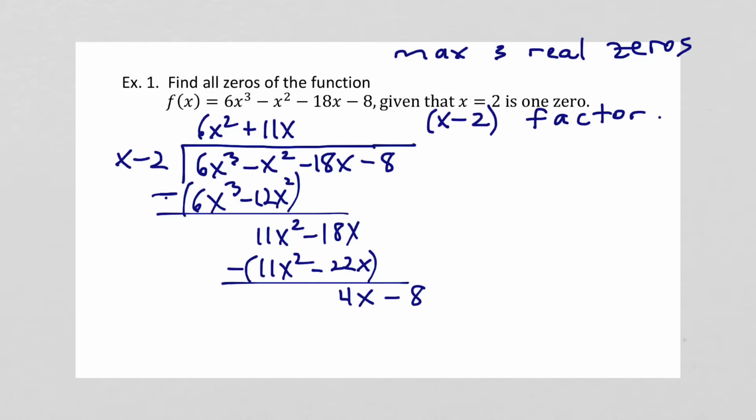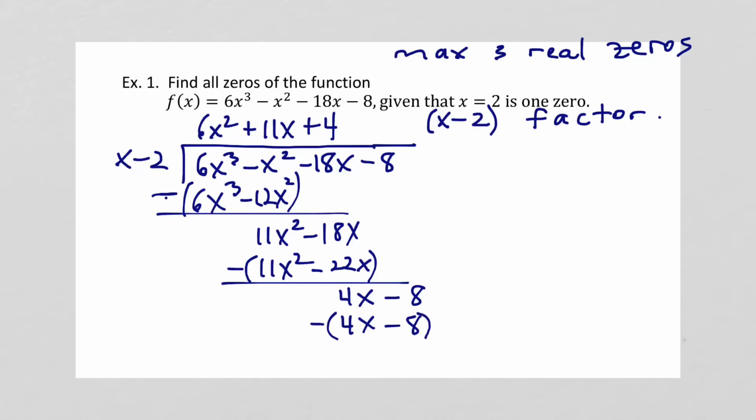So I'm going to ask myself, what do I have to multiply x by to get 4x? And that would be 4. So 4 times x is 4x. 4 times negative 2 is negative 8.